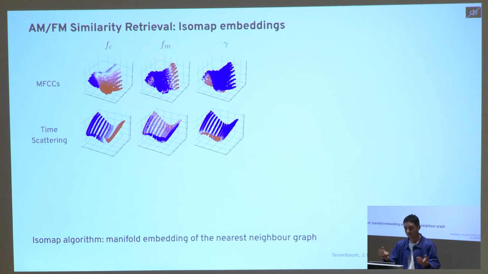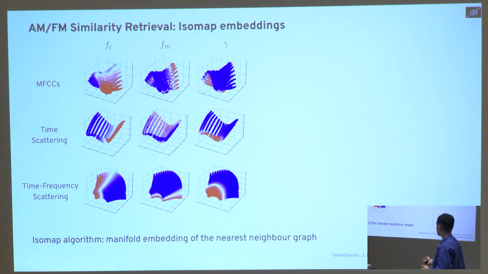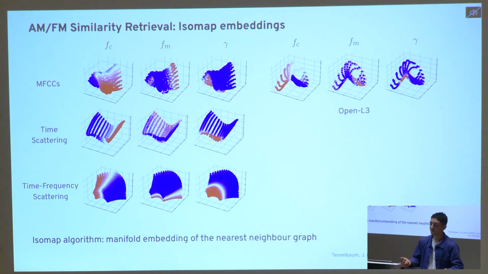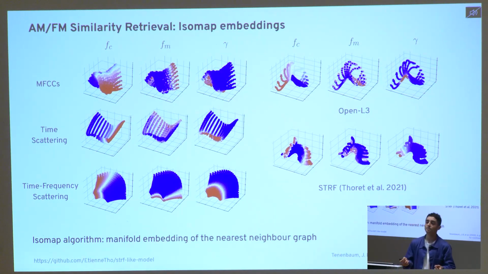Time scattering, we see a 2D mesh. Again, amplitude modulation isn't recovered in the face of joint frequency modulation. Time frequency scattering, we see this beautiful 3D mesh in which the three factors of variation are disentangled onto the three principal components of the manifold embedding. OpenL3, a deep feature extractor, we see a similar case to MFCCs. And also for the STRF, which is a representation from auditory psychology, designed to extract spectrotemporal modulations from signals, does not seem to represent similarity between amplitude modulation rates.